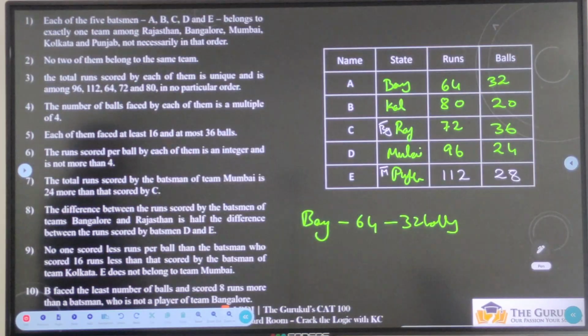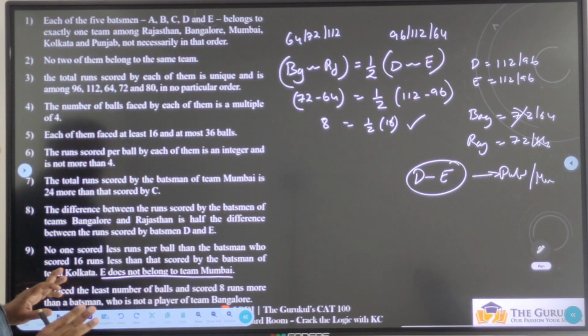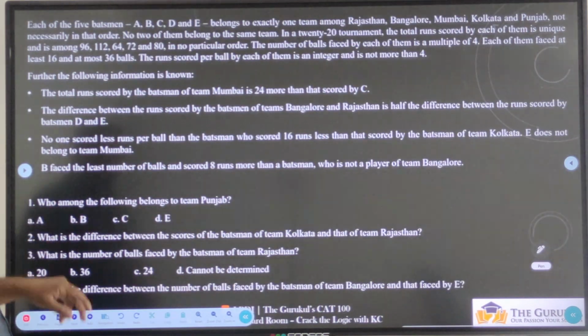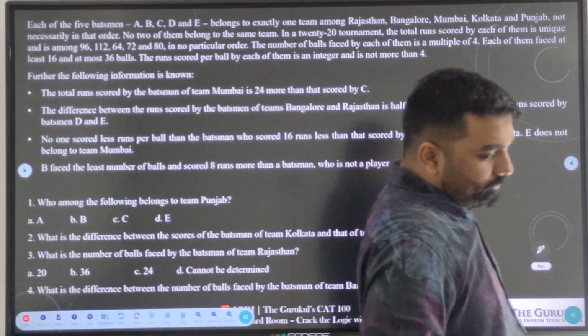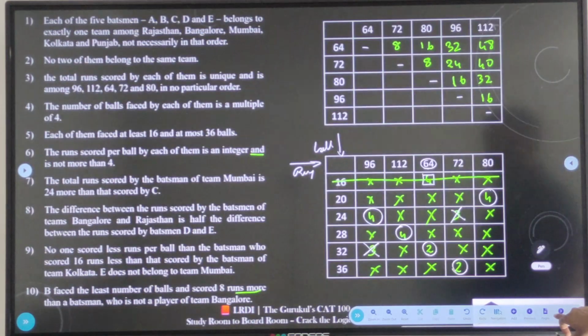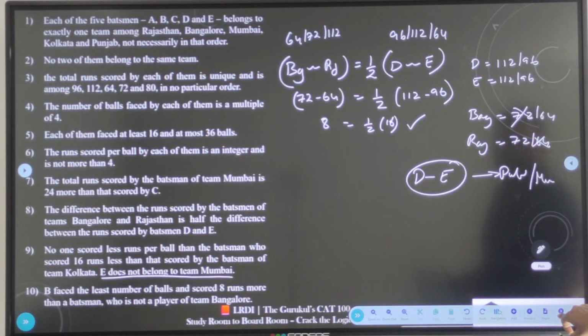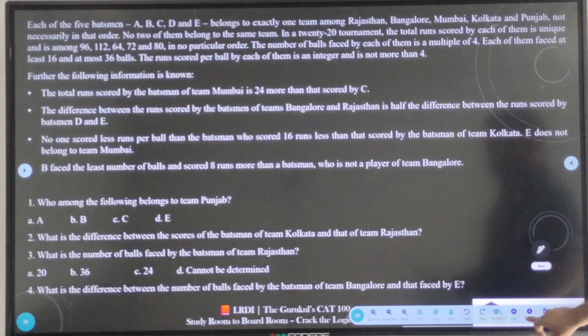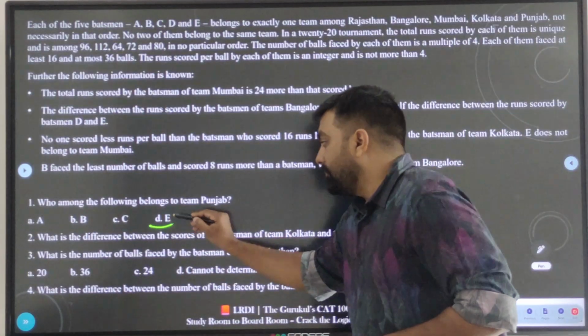Clear everyone? This is a little lengthy set, but still it's a good one. You can try it in the exam. There is nothing to worry about. Now tell me the answers. First one, who among the following belongs to Team Punjab? Let's see Team Punjab. Team Punjab is E. That is option D.